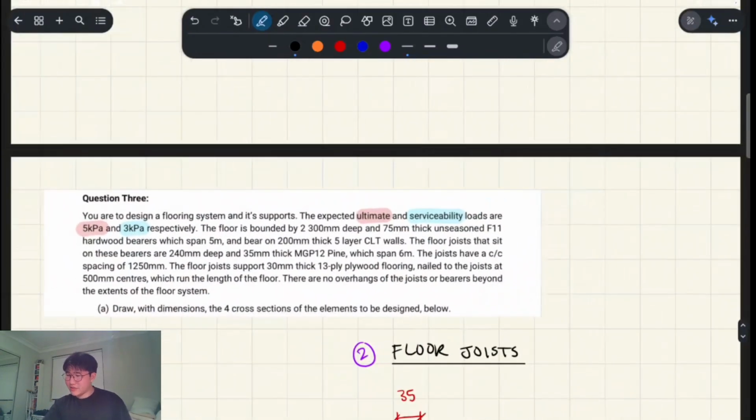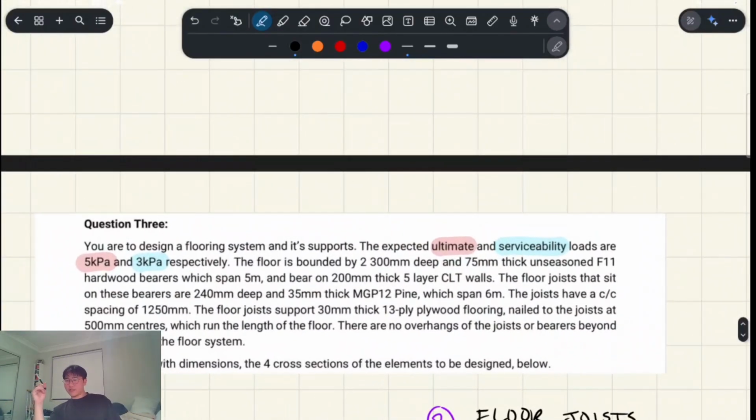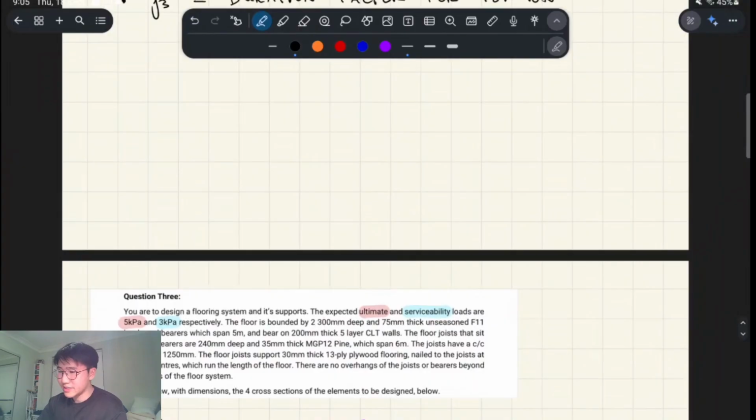Okay, question 3. You're designing a flooring system and its supports. This question is basically getting you used to the terminology involved in timber floor design, right? And there's quite a few terms, and some we haven't talked about yet. But you basically have to think in 3D to understand how these structural systems work, which is a little bit unusual if you've only done concrete and steels, right? So let's go through this slowly, right?